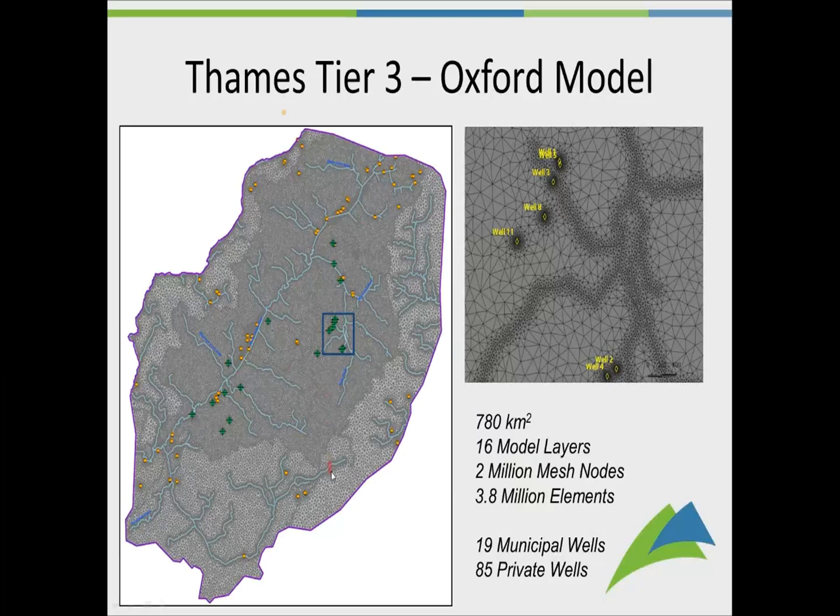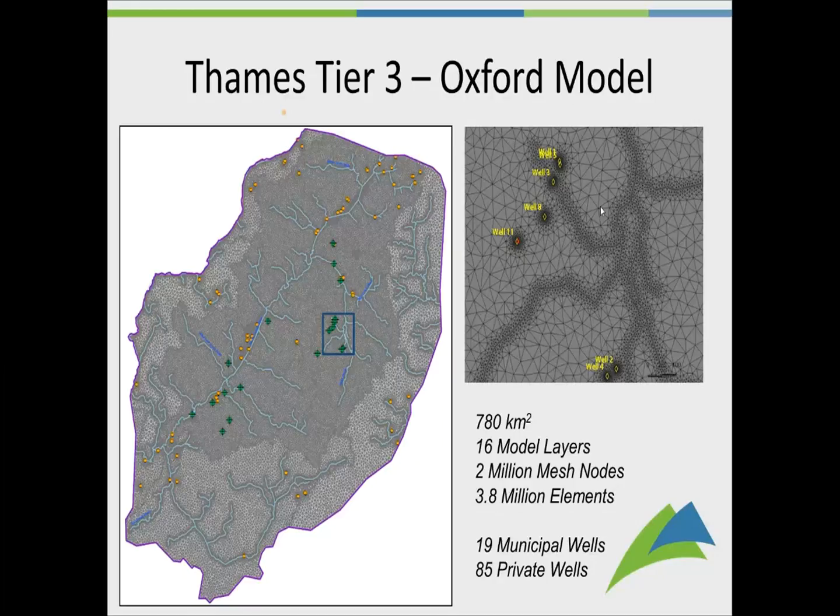A close-up of this mesh is shown for the south part of the Woodstock area here, and you can see how the mesh is refined around the wells, and also along surface water streams and rivers. This was done because hydraulic gradients are expected to be the highest in these areas, and we wanted to be able to capture those high gradients, so we had to put in finer or smaller cell sizes.